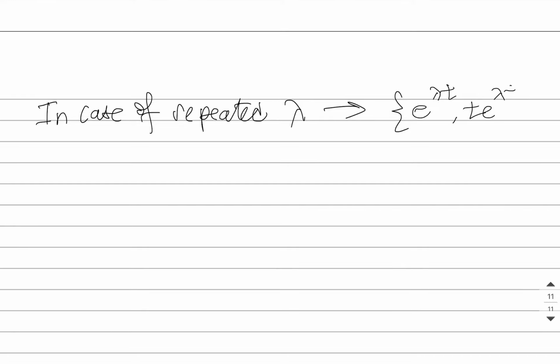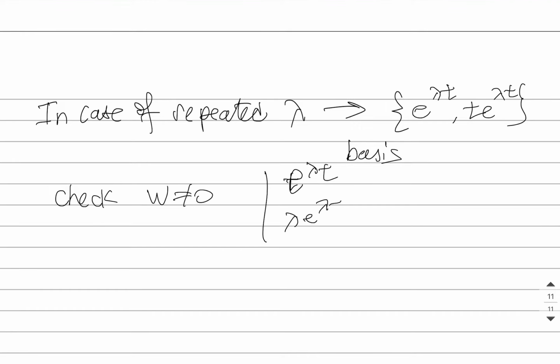In the case of a repeated lambda, e to the lambda t and t e to the lambda t will be the basis. And again, you can check that the Wronskian is non-zero. All you need to do for that is just plug it into the Wronskian, take the appropriate derivatives, and show that they are non-zero.